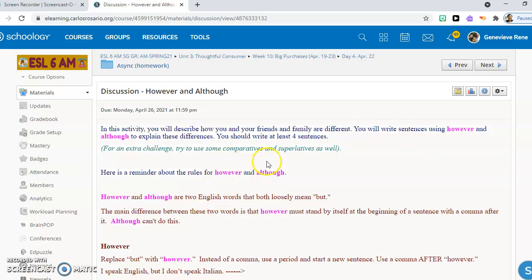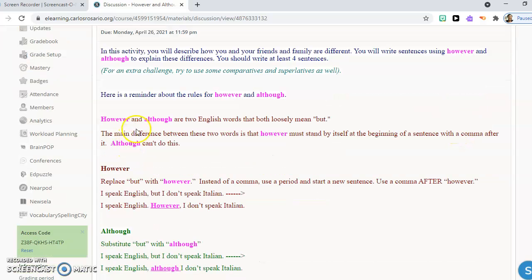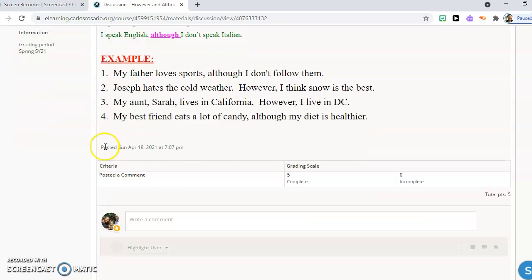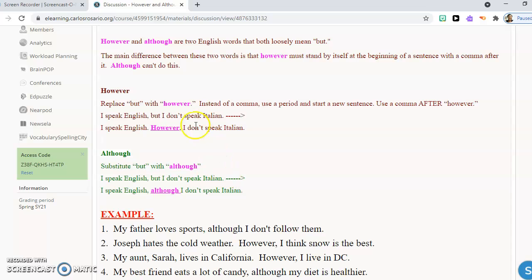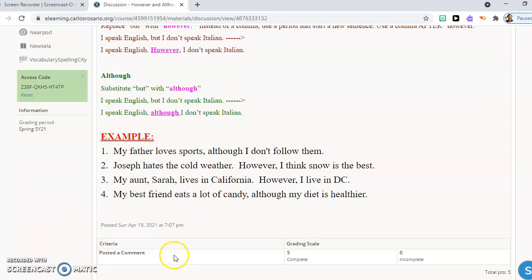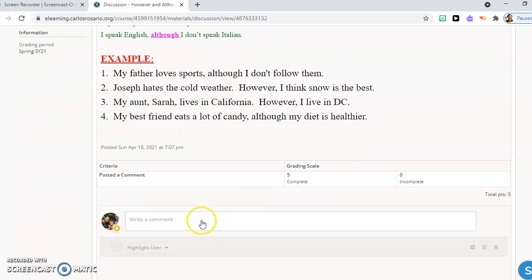You're going to describe how you and your family and friends are different. You'll write sentences using however or although. Remember yesterday you did a Nearpod about however, but, and although. So here are some examples to help you with writing your sentences. Okay. And you will do however and use although. And here are some examples here. Okay. And then you put in the chat.